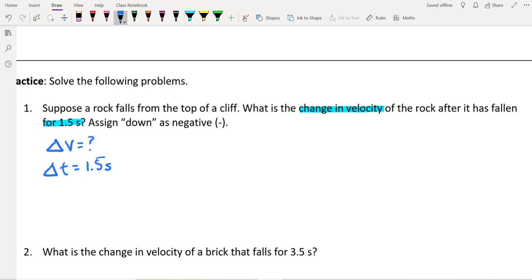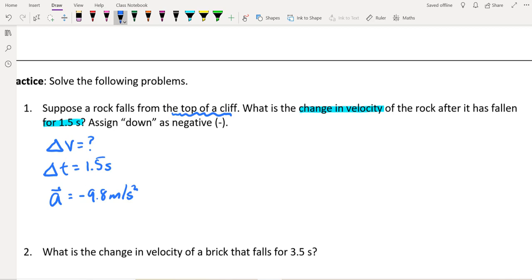Initially, looking at this problem, it doesn't seem like there's a lot of information given. But you have to realize the context of the question is given to us. It says the rock has fallen from a cliff. So there's a force of gravity acting here, right? And there's an acceleration due to gravity, which is negative 9.8 meters per second squared, right? So now we have enough information to tackle this question.